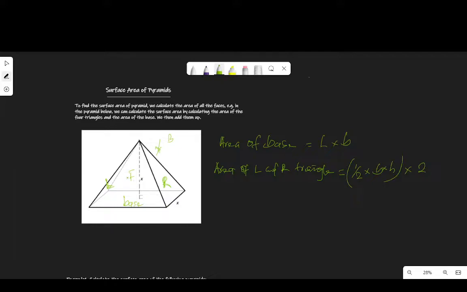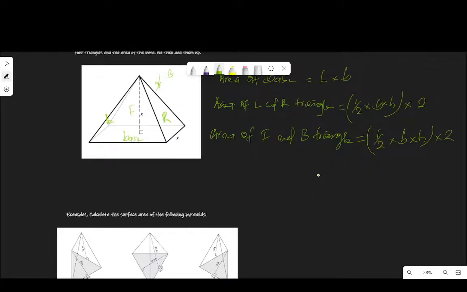Then area of the front triangle and that of the back triangle, area of front and back triangle is equal to half times base times height. Again multiply by 2 since there are 2 there. So by the time we calculate all of this and add everything together, that will give us the total surface area of this pyramid. Let's go and take some examples.